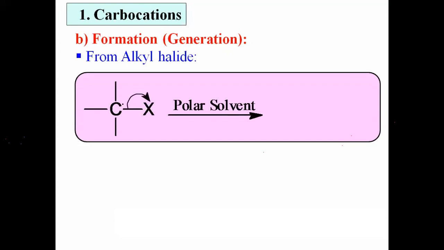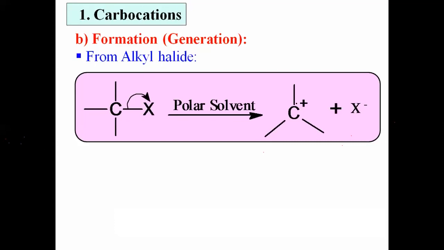The bond undergoes heterolytic fission. This electron pair goes towards X. It acquires a negative charge while carbon acquires a positive charge, and this is called a carbocation. Okay, then simply what can we say? How are carbocations formed? Carbocations are formed due to heterolytic bond breaking. Then carbon acquires a positive charge and there is formation of a carbocation.